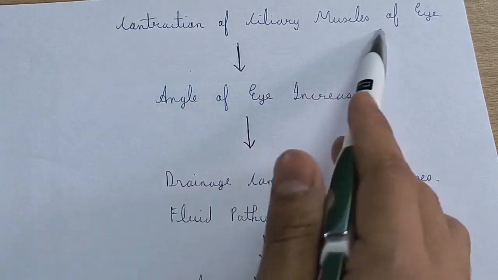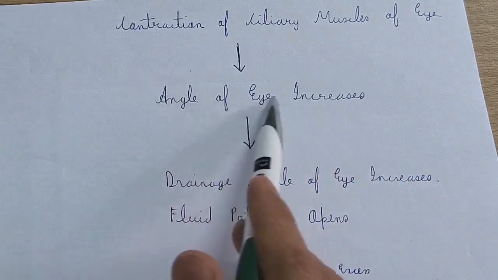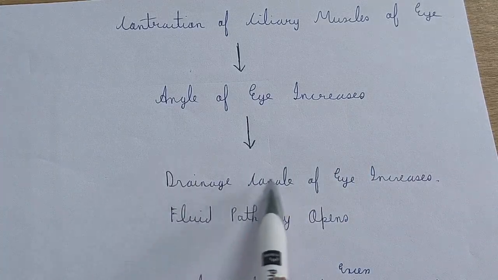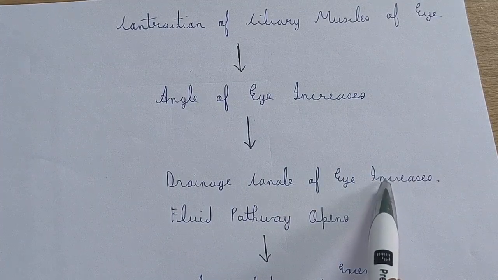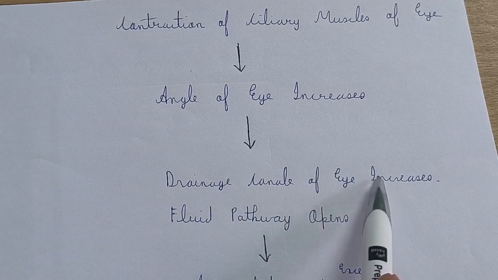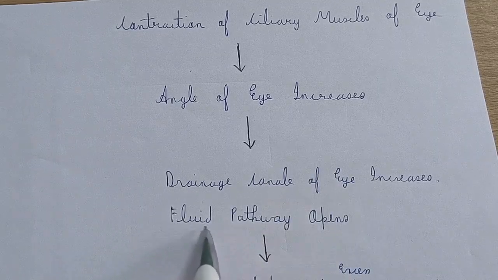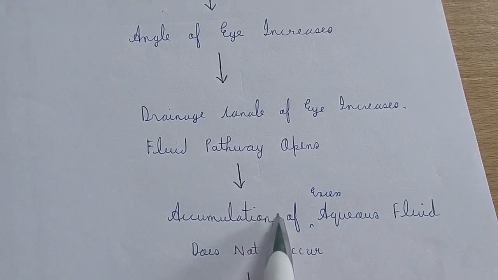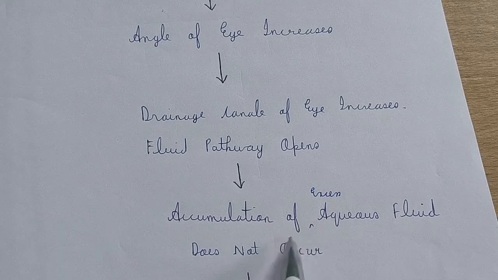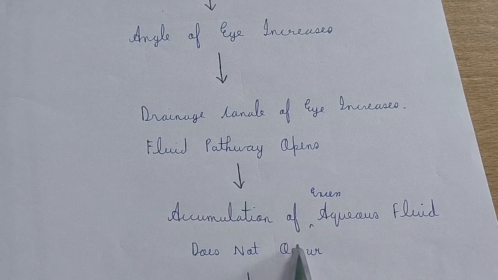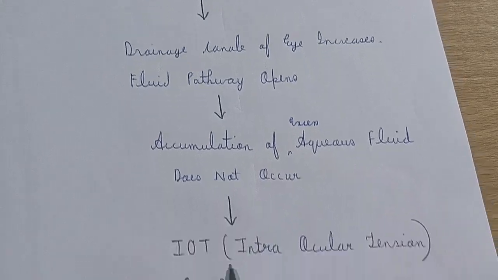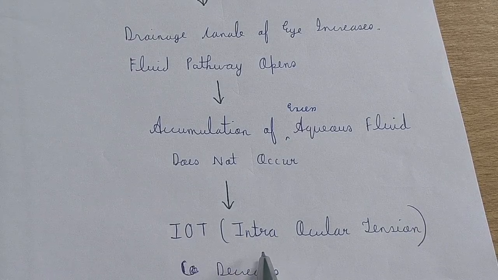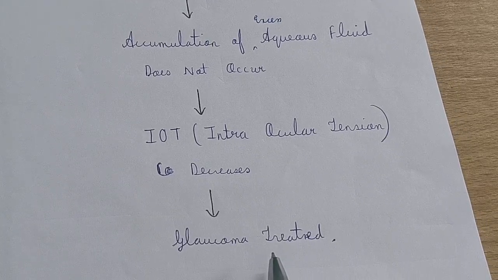Due to this contraction of the ciliary muscles of the eye, the angle of the eye increases, and due to the increase in the angle of the eye, the drainage canal of the eye gets open. So automatically the fluid pathway for aqueous fluid also gets open, and due to this, excess accumulation of aqueous fluid does not occur within the eye or within the aqueous humor. As a result, the intraocular tension decreases. Therefore, glaucoma is treated.